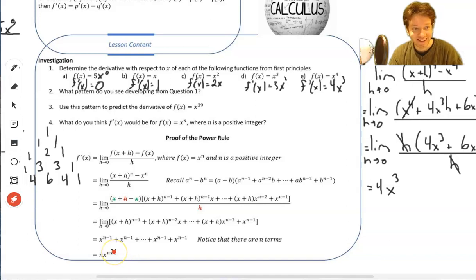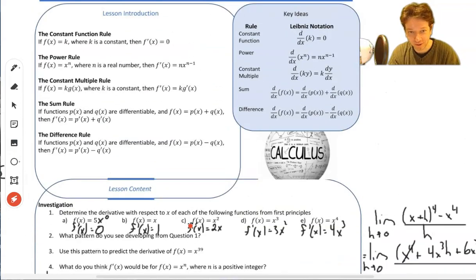Right? So guess what? You don't have to do limits anymore. All you have to do, for now, I'm going to teach you many different rules for taking derivatives, but we're going to start with this power rule. And we can expand the power rule a little bit.